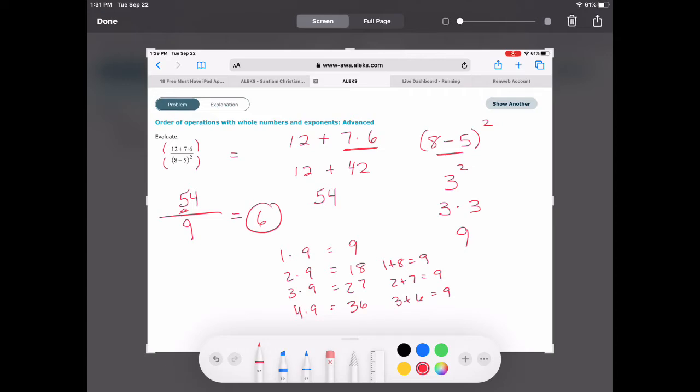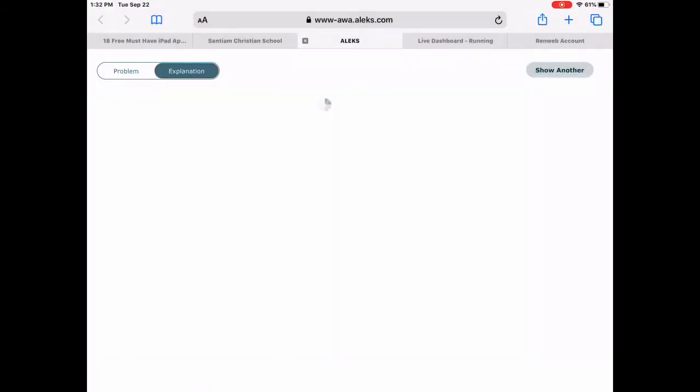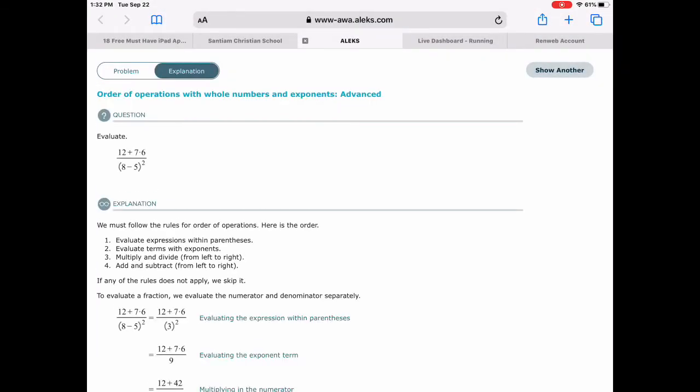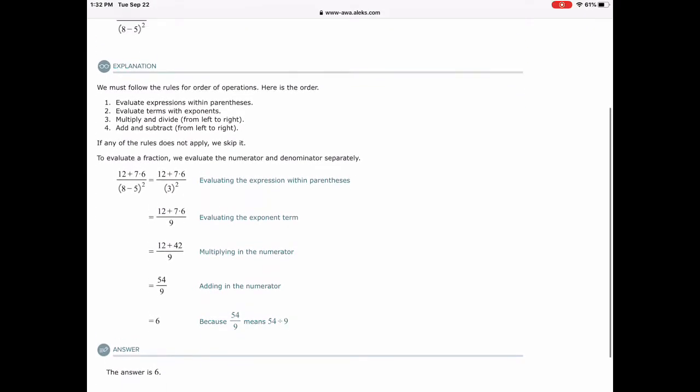That's 9s. If they've been tricky to you before, make friends with them because there are so many fun patterns. Notice that when it's 2 times 9, it starts with a 1, and when it's 3 times 9, it starts with a 2, and when it's 4 times 9, it starts with 3. It's always 1 less. Anyway, that's a side note. Answer is 6. Here's the explanation, perhaps written just a little different. The answer is 6.